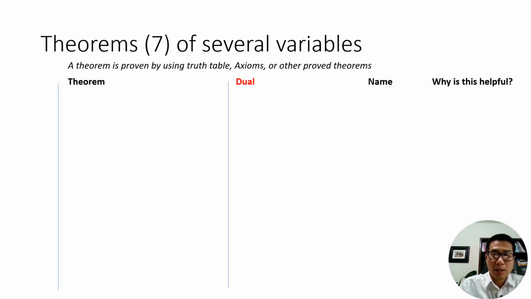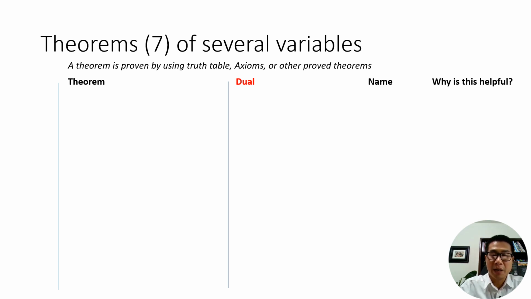Last time we already learned 5 axioms and 5 theorems with one variable in order to simplify Boolean equations. This time we will learn another 7 theorems that involve several of the input variables. Again, a theorem is proven using either a truth table, axioms, or other proven theorems. And still we'll learn the theorem itself.